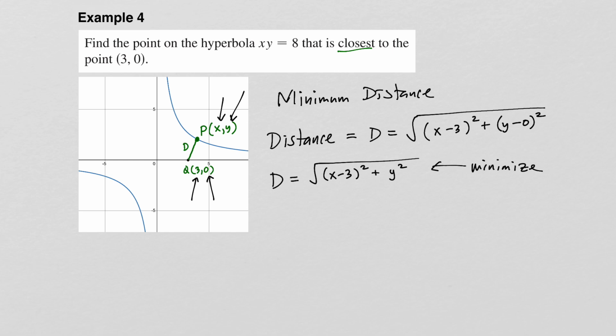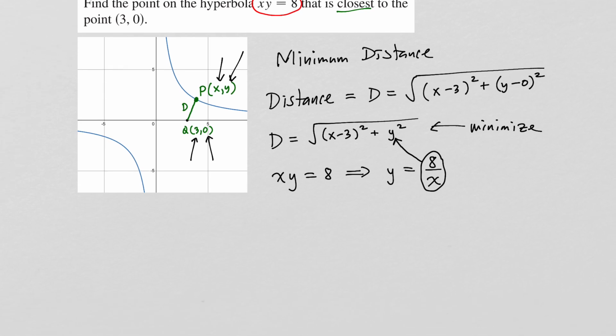But again, we have a problem. The problem is this function has two variables. We cannot have two variables. So what else do we know about x and y? Well, x and y represent the coordinates of the point P that is on this curve. And any point that is on this curve must satisfy the equation for that curve. So what else we know is x times y must be equal to 8. And that means y must be equal to 8 divided by x. And so because of this, I can substitute 8 divided by x in for y.